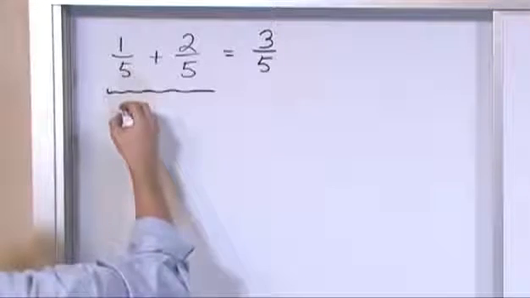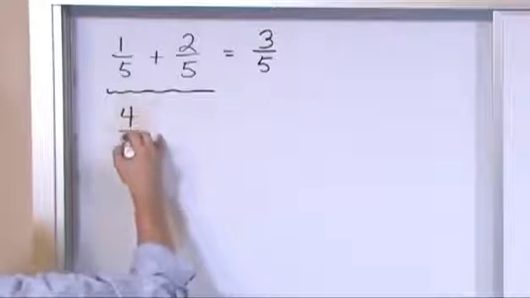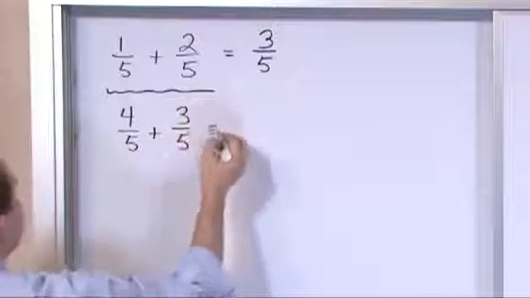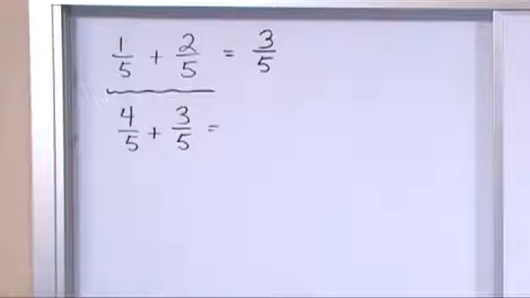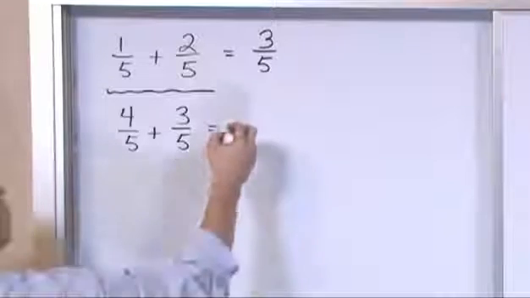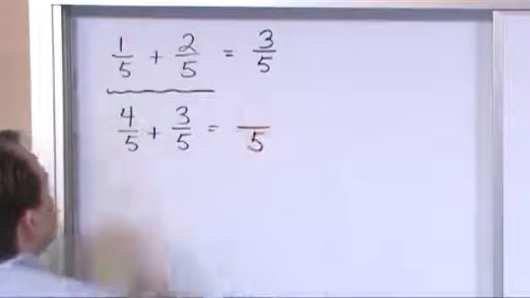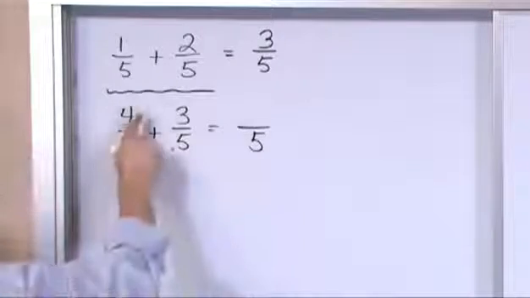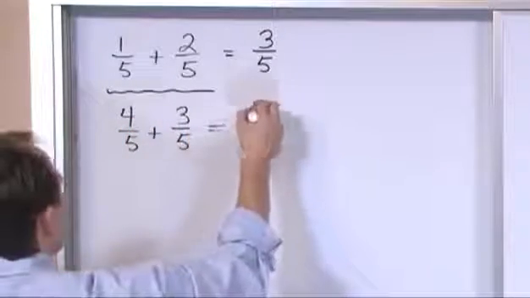Now, what if we had 4/5 plus 3/5. So again, we check to see, are the denominators the same? And they are. So the denominator of our new fraction will be 5. It'll stay the same. You don't add them or anything. You just keep the denominator. And then you add the numerators together. 4 plus 3 is 7.